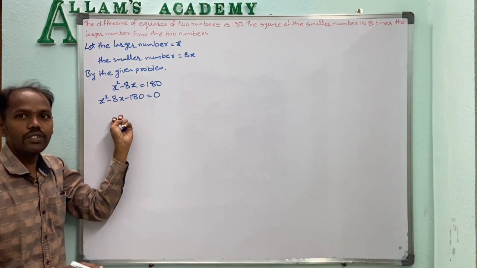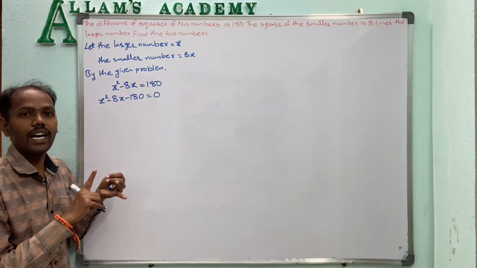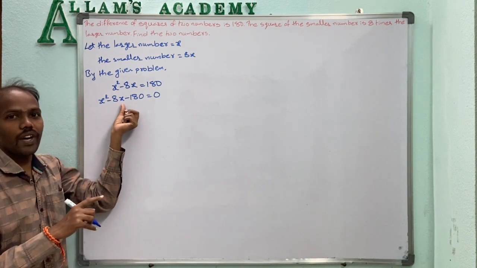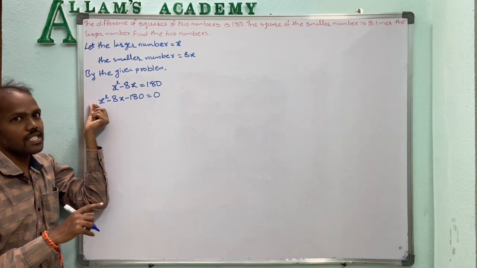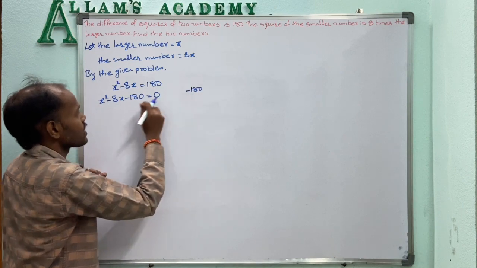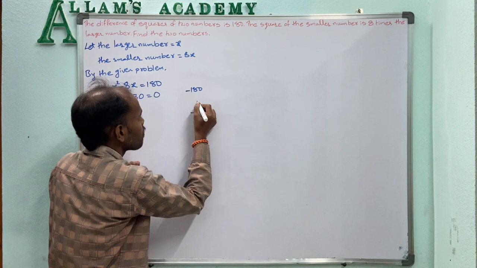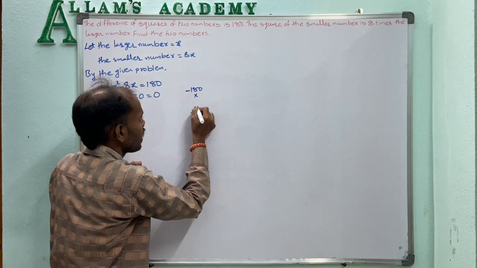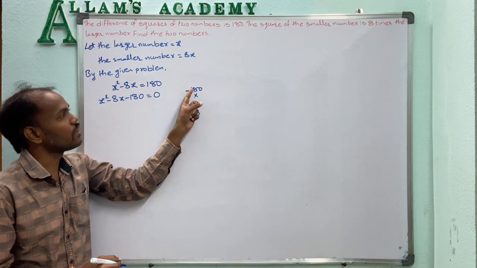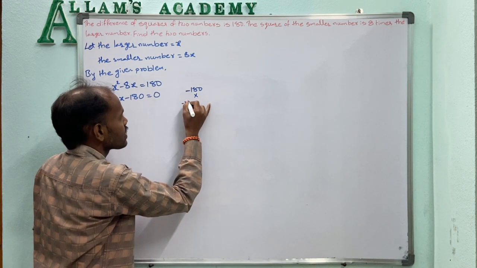Now we have to solve this by any one of the three methods: completing the square method, otherwise quadratic formula method, otherwise factorization method. If I solve it through factorization, here the x square coefficient is 1 and the constant term is minus 180. So 1 into minus 180 is minus 180 and the x coefficient is minus 8. So the product of two numbers should be minus 180 and the sum should be minus 8. Which two numbers have product minus 180 and sum minus 8? Perhaps minus 10 and plus 18.